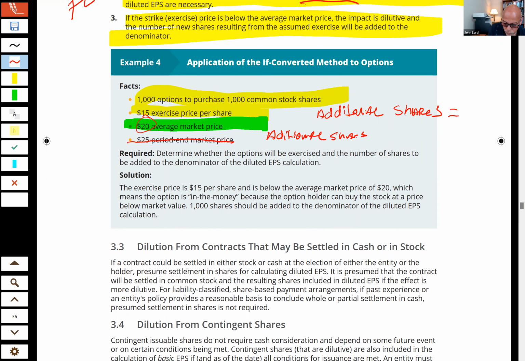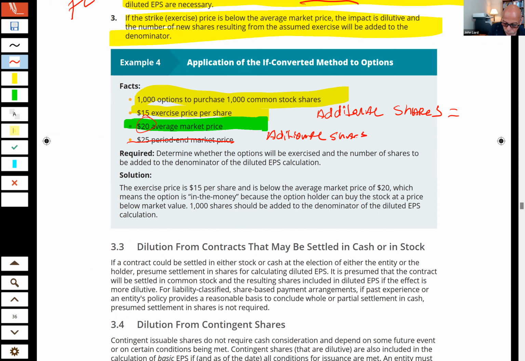Okay, now let's go ahead and do that for this fact pattern. I think it's probably worth flashcarding what I just wrote there. But let's look at this. It's 1,000 options to purchase 1,000 common shares, so potentially there'd be 1,000 more shares. That's that additional share number, the 1,000. And then I'm going to go ahead and subtract from that.